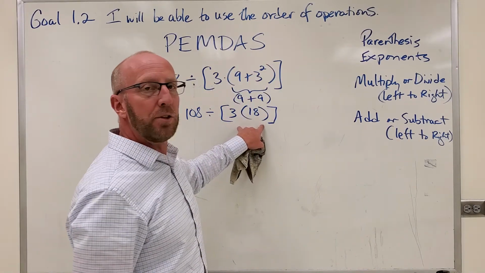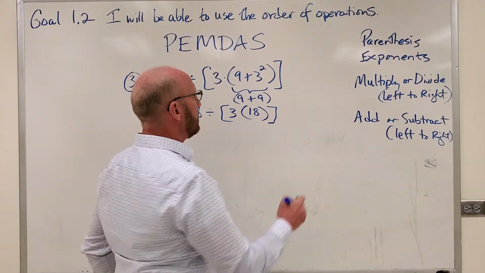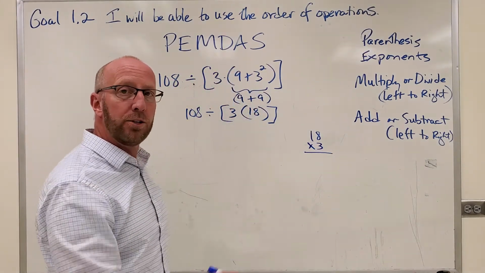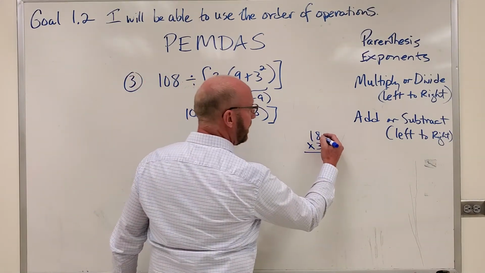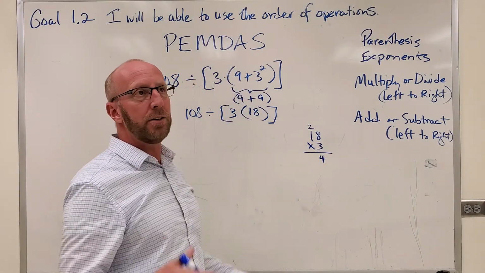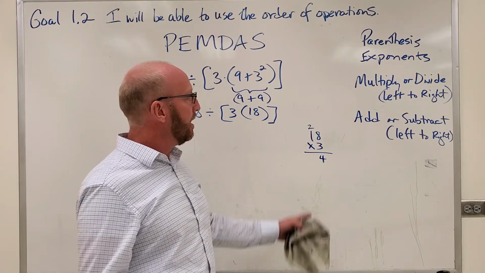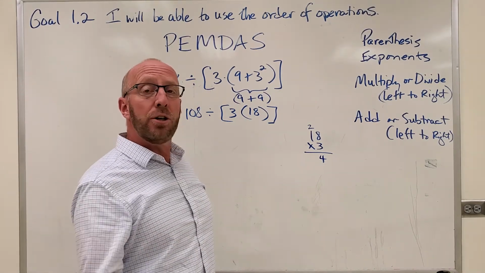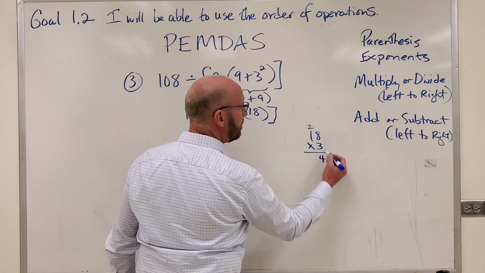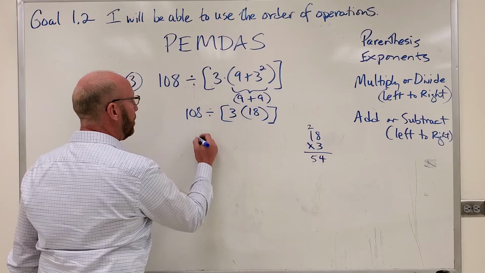Because I still have to do the parentheses first. A bracket is just another form of parenthesis. So I'm going to do 18 times 3. If you don't know it off the top of your head, go ahead and do long multiplication. I think it's good to do long multiplication so you get used to all of your multiplication and division facts instead of always using a calculator. You could use a calculator to check your work. 8 times 3 is 24, carry the 2. 3 plus 2 is 5, so it's 54.